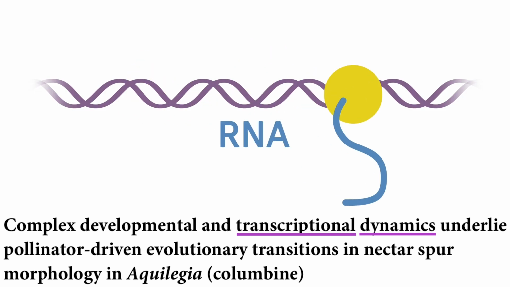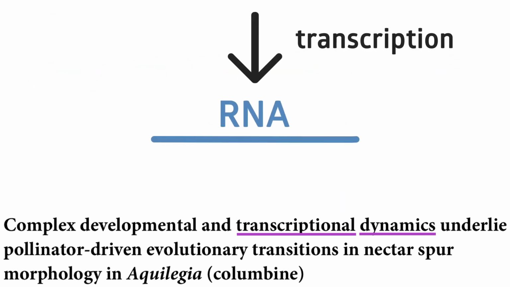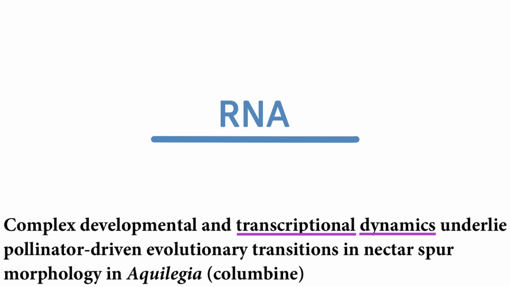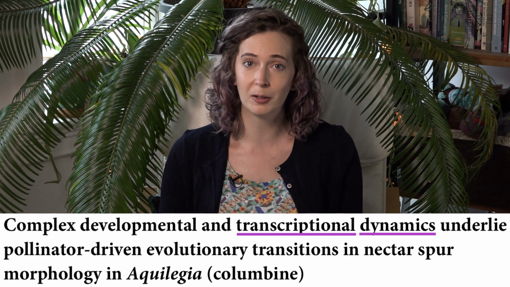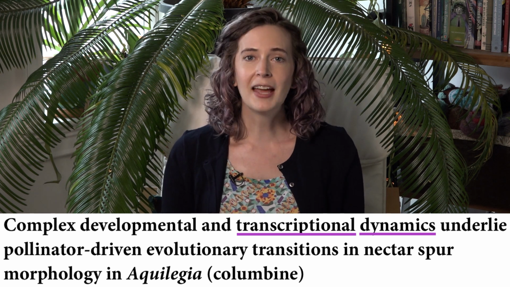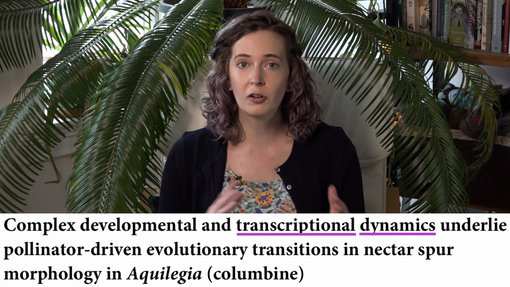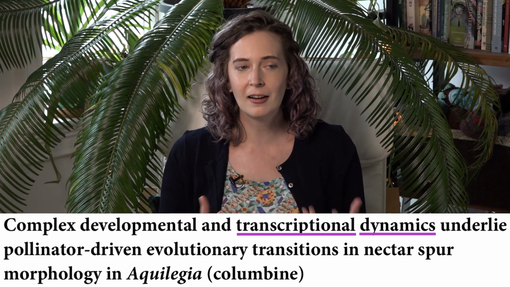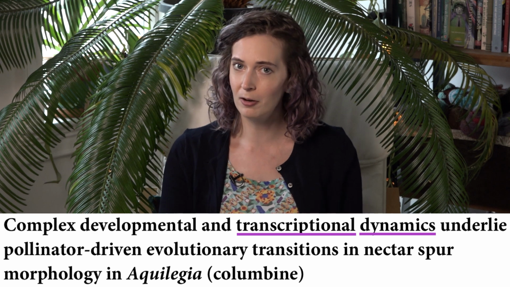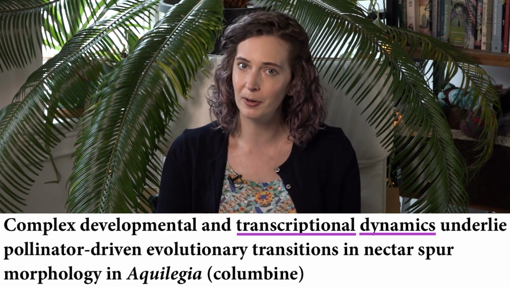Expressed genes are transcribed from DNA into RNA. So if we sequence a nectar spur's RNA, we'll know what genes are being expressed and at what level they're being expressed in the nectar spur. And by comparing gene expression across nectar spurs with different shapes, we can gain insight into the genetic basis of the developmental phenomena we characterized in the first part of the paper.